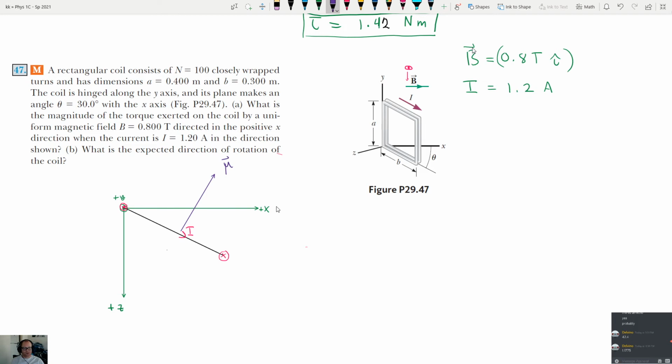Now let's draw B on here. Where B is basically pointing in this direction, right? So that would be the angle between the two of them. Go ahead and call it theta. Now let's answer part B first, because I think you all can figure this out. What is the direction of the torque? Is it going to want to rotate this way, or is it going to want to rotate that way? Clockwise or counterclockwise?